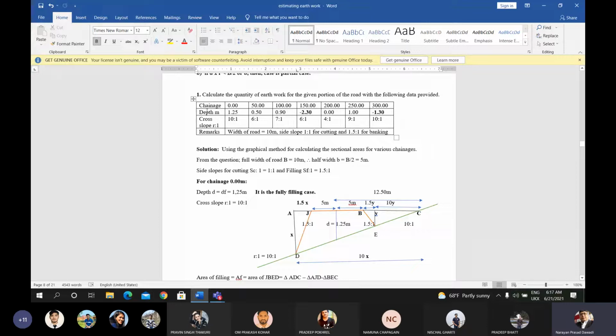Now look at these things here, from chainage 100 to 150 meter.